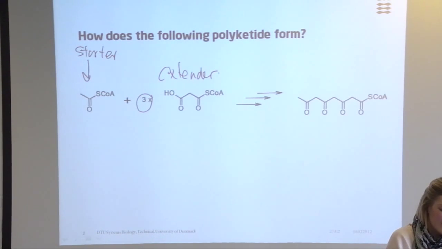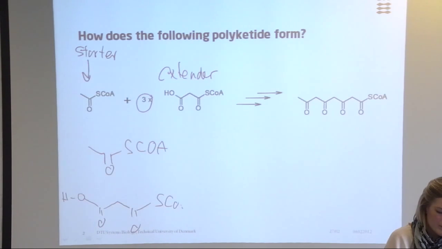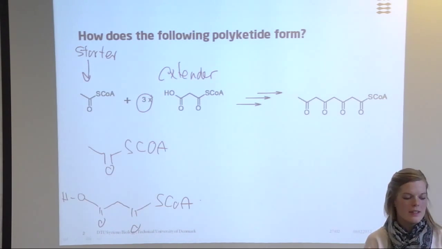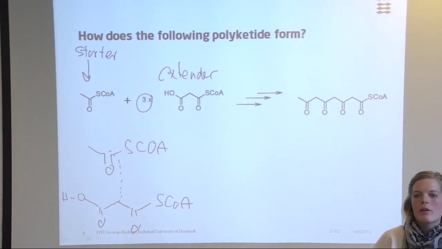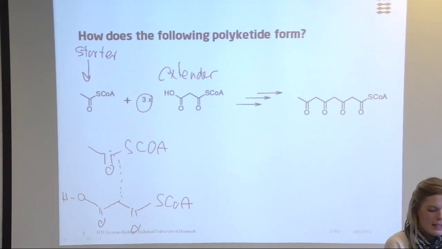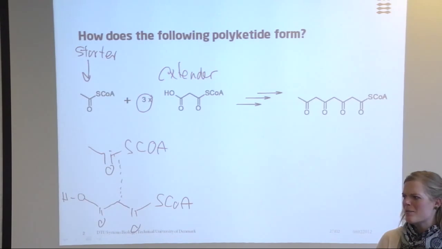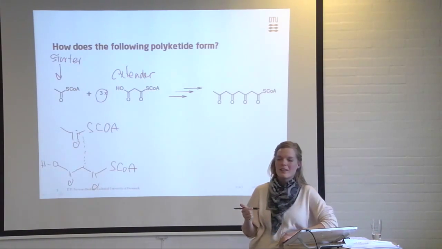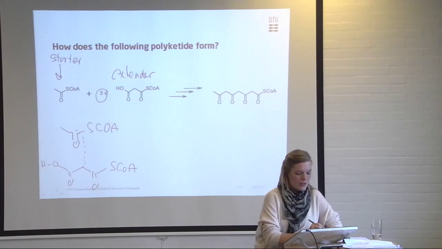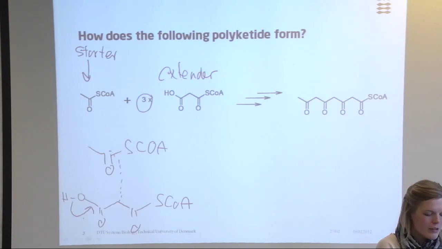So what happens is that you got your starter unit, and then you got the extender unit with the acid group sitting out here on the edge. And what I usually do is that I draw this helper line just to see where the carbon bond is actually formed. And the electrons that we use to make this bond come from decarboxylation, cleaving off carbon dioxide. So here you got the electrons moving in here, and these electrons from this bond here, those are the ones that are used to form this bond. And then you got the electrons moving out on the oxygen.